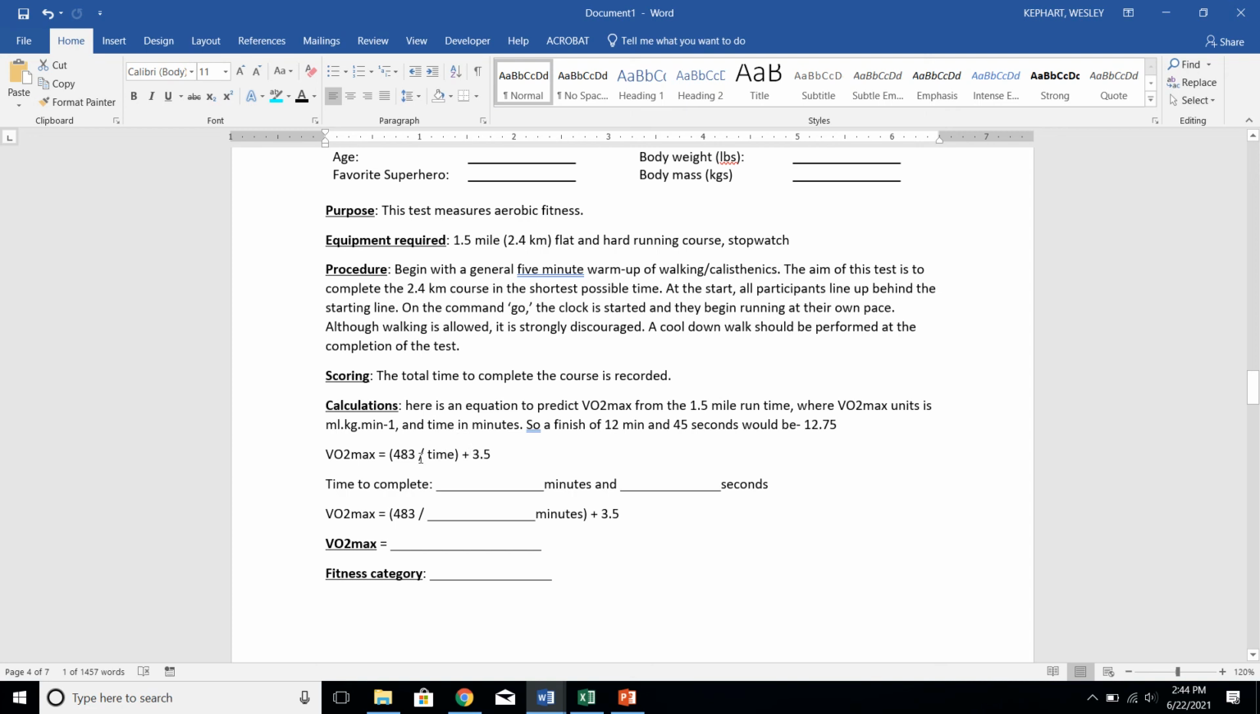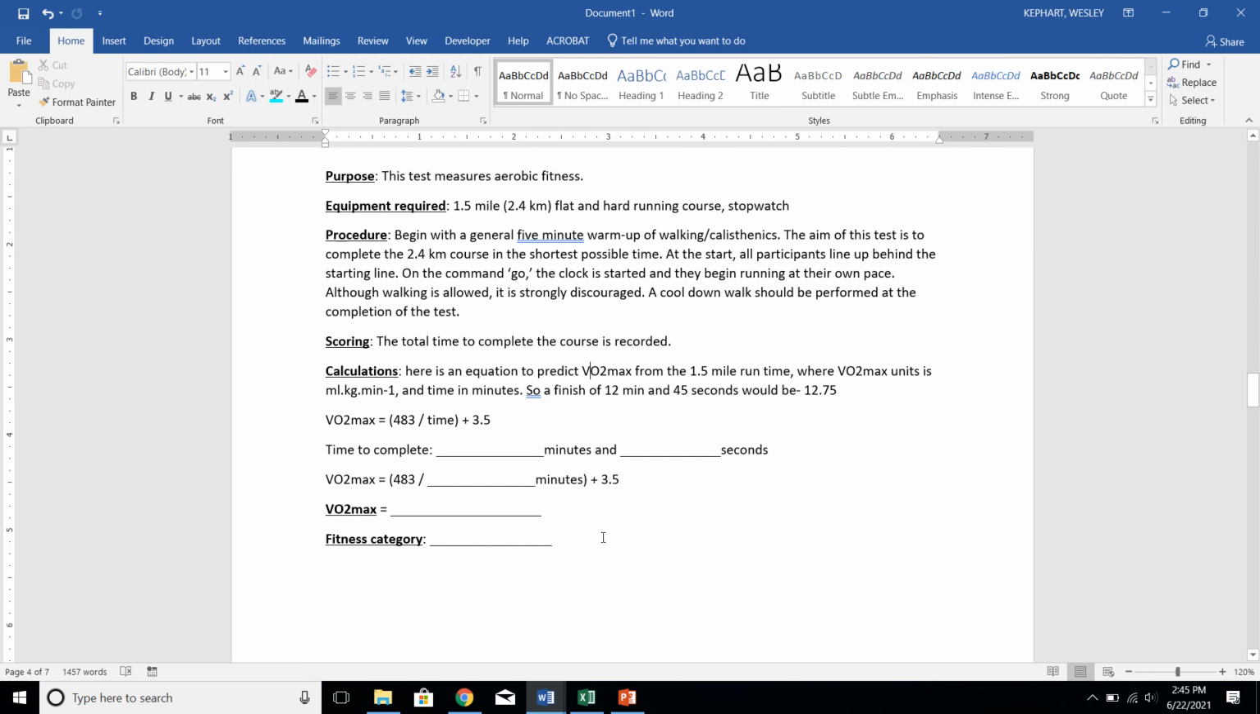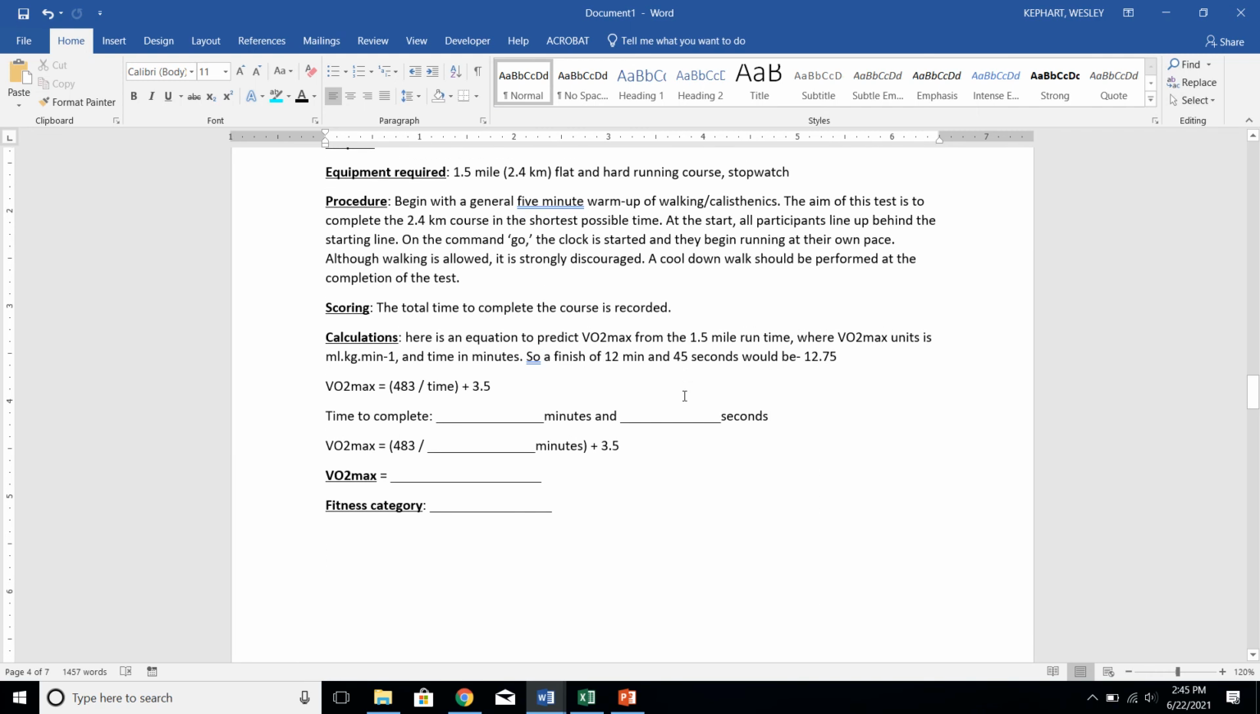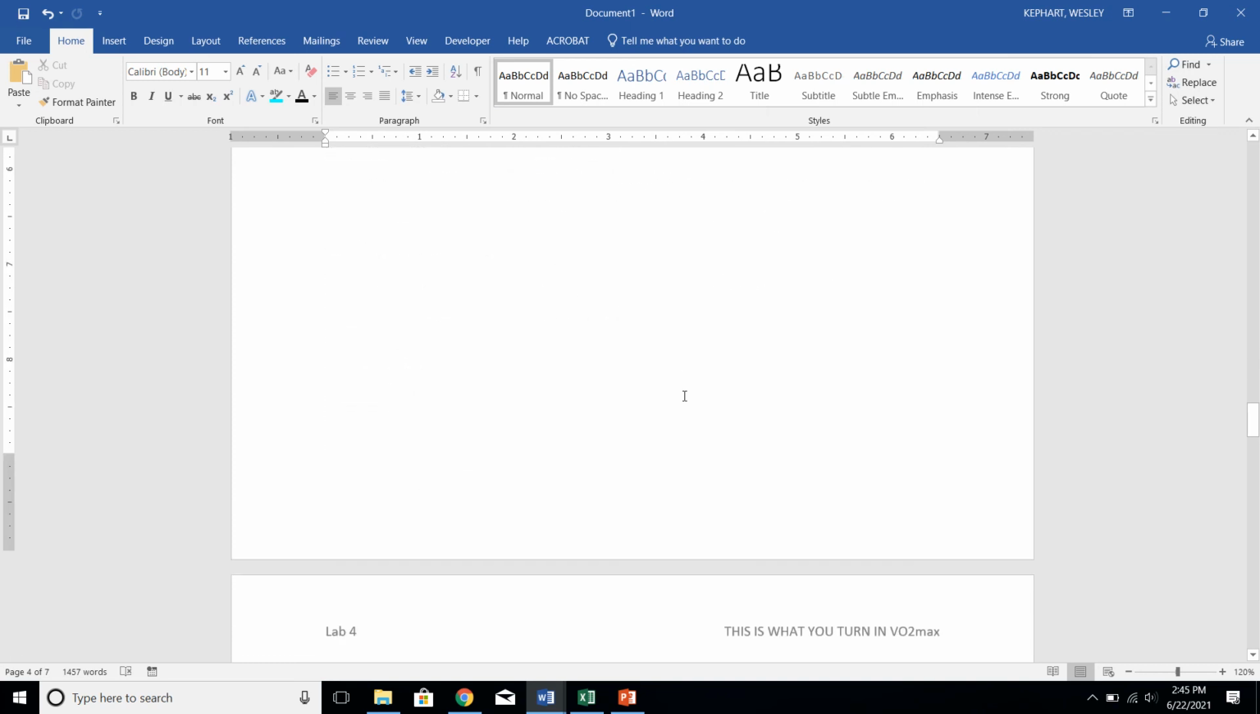Now, with this time, the only thing you really need to know is, say you finish in 12 minutes and 45 seconds, that is 12.75. So we need this in minutes. And keep in mind that one whole minute is 60 seconds. So hopefully you're not going to lose points on that. Pretty rough test, but warm up beforehand and just run with your whole heart.